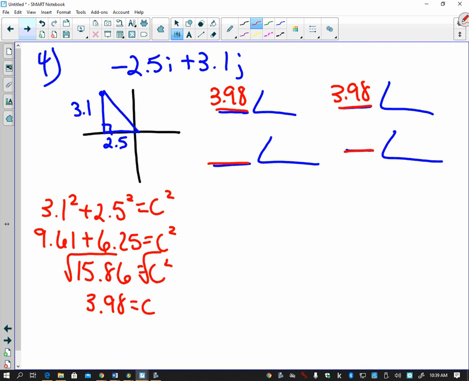What do I put for these other two? Negative 3.98. What quadrant is representing negative 3.98? Third and fourth. Fourth quadrant. Fourth quadrant is the negative 3.98. Okay? All right. So we've got our four hypotenuses. Okay. What's next?